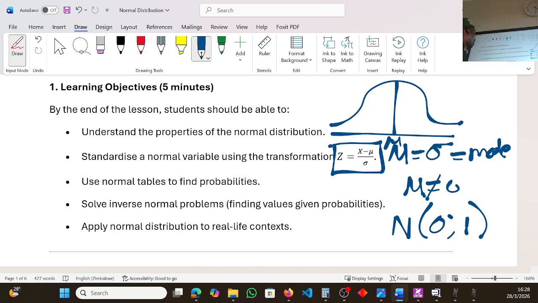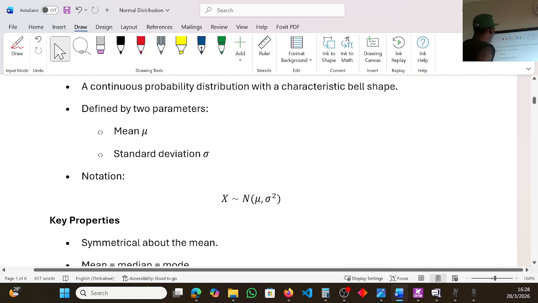We can also do the inverse. If we are given the probabilities, we want to find which point actually gave us that probability. Then we apply normal distributions to real life context. Let's have a look at what comes below.